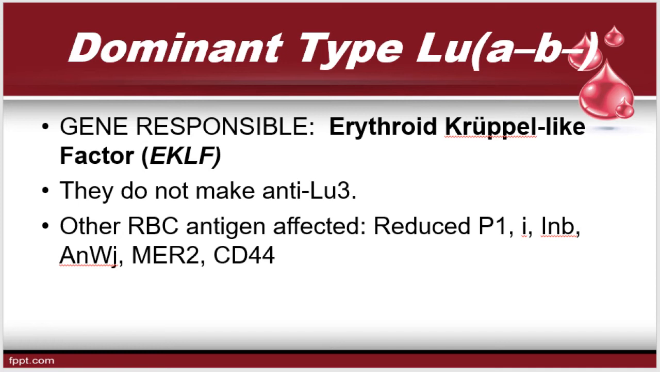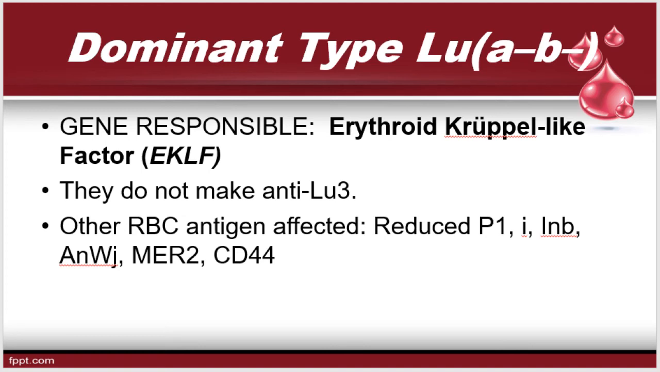In all cases, the mutated KLF1 allele, or the gene responsible, occurred in the presence of the normal KLF1 allele. This study concluded that the inhibitor Lutheran phenotype is caused by the inheritance of a loss of function mutation on one allele of KLF1, and they do not make anti-LU3. We will be talking later on about anti-LU3.